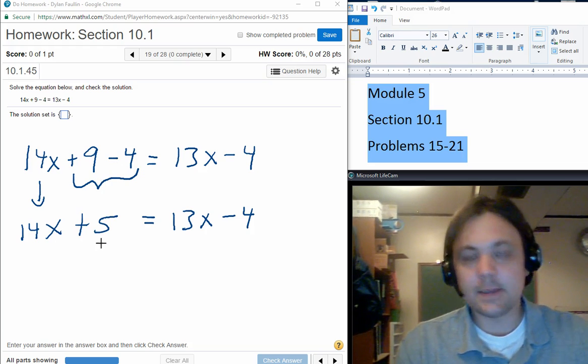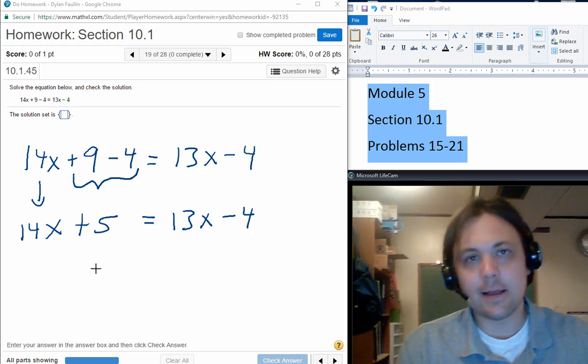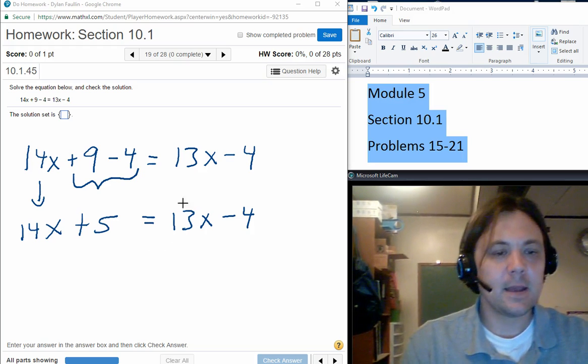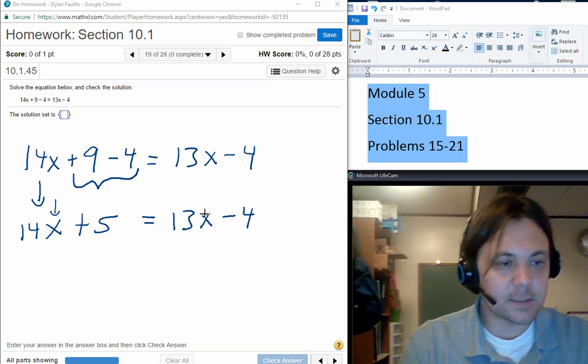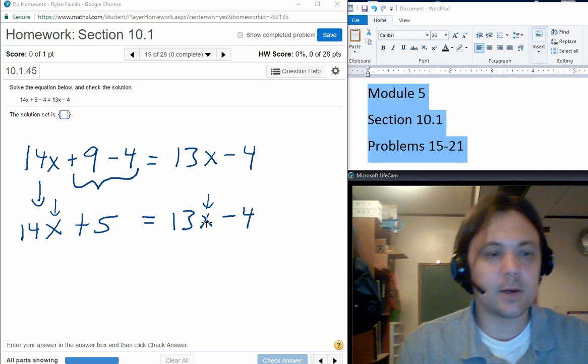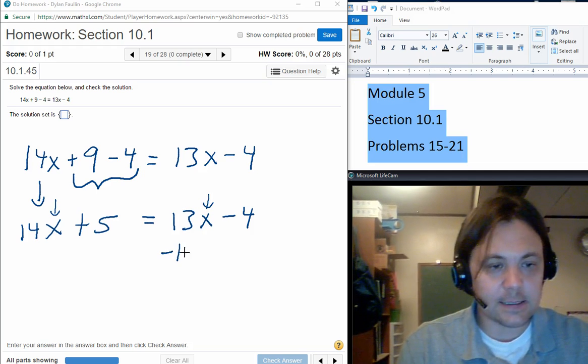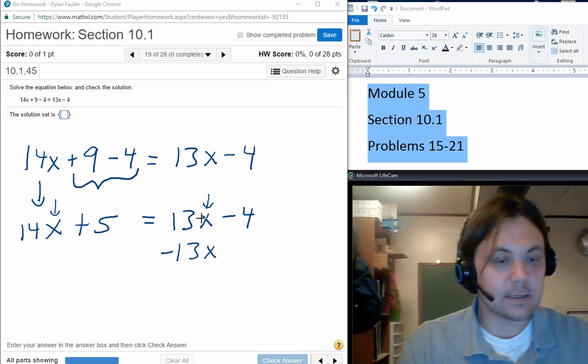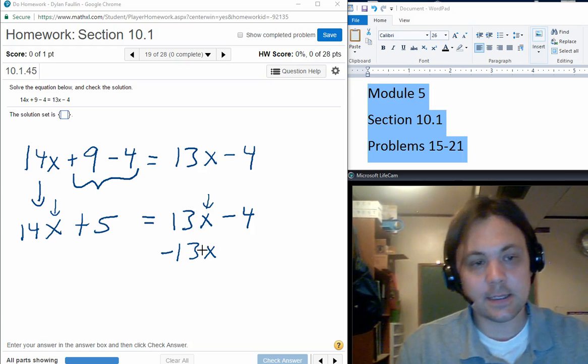Now that we combine these like terms together, this problem is exactly like the previous 3 or 4 problems that we were just looking at. I have x on both sides of the equation. I don't want that. I just want x on one side of the equation. So I'm going to get rid of it from the right-hand side by canceling out the 13x. That's accomplished by subtracting a 13x. That's going to cancel it out.